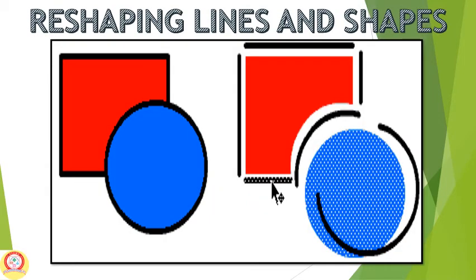Reshaping lines and shapes, children. Now children, you can use the Arrow tool to reshape lines and shapes. The steps are: select the Arrow tool. Next step is to position the mouse pointer near a line. Make sure the line is not selected. The mouse pointer changes to show how the line can be reshaped. Then the next step, children, is to click and drag to reshape. And the last step is to release the mouse button.